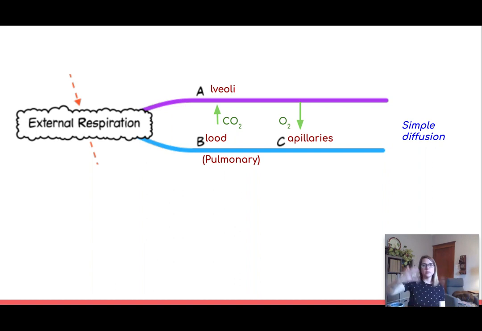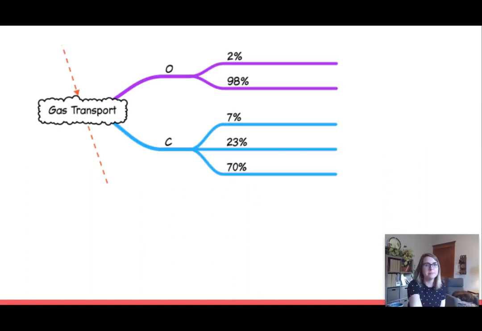So things are always moving from high to low. Oxygen is high in the alveoli, low in the capillaries, so it moves in. Carbon dioxide is high in the capillaries, low in the alveoli, so it moves out. Nothing forces it in and out. It's just diffusion, which is awesome.